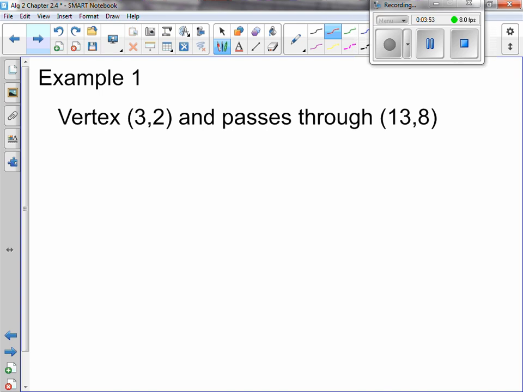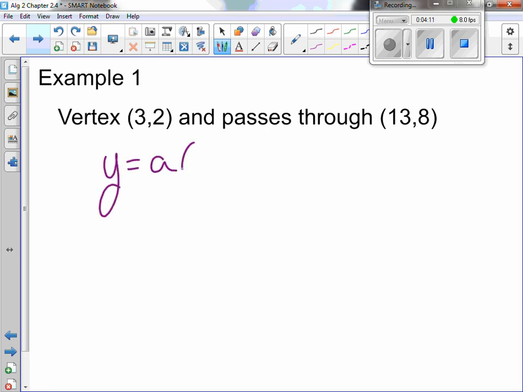Now, is this y equals a times x minus h squared plus k, or y equals x minus p times x minus q? Well, what are we given? We're given the vertex and a point. So we're using this one here, y equals a times x minus h squared plus k, because we were given a vertex. Because we're given a vertex, we're using the equation with a vertex. We're using what we're given.